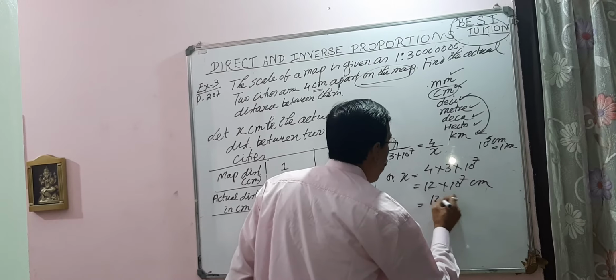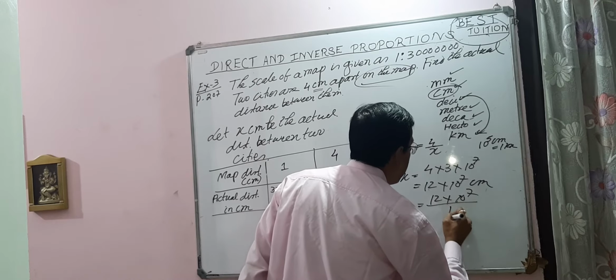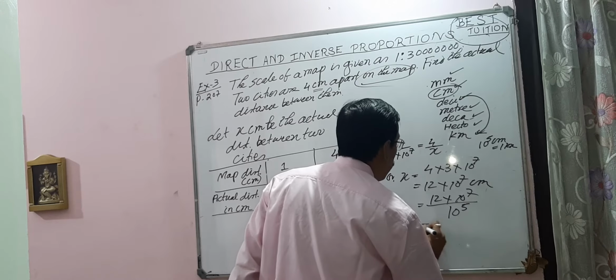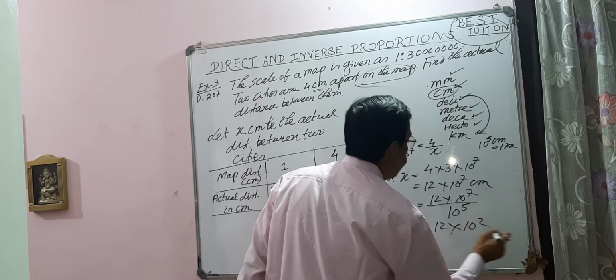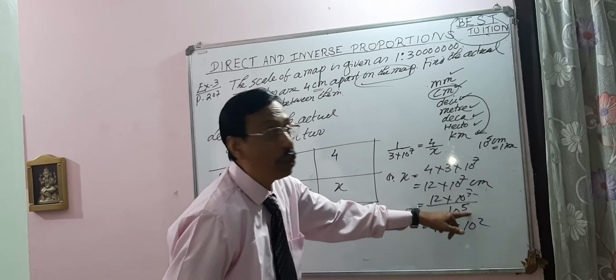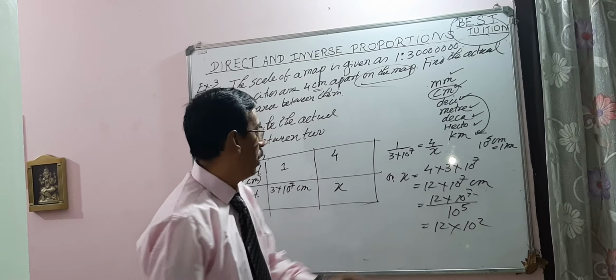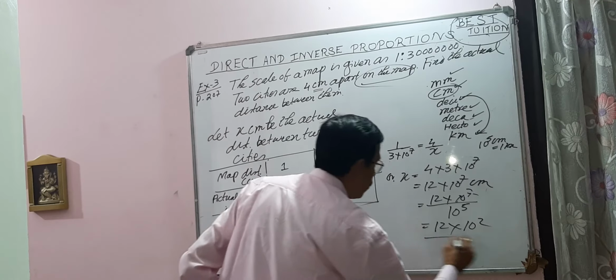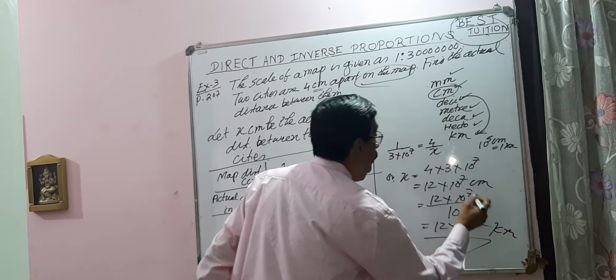12 into 10 to the power 7 divided by 10 to the power how much? 10 to the power 5. So it will be 12 into 10 to the power 2. In division, power is reduced. I am giving one example and you will get the answer. This is kilometer.